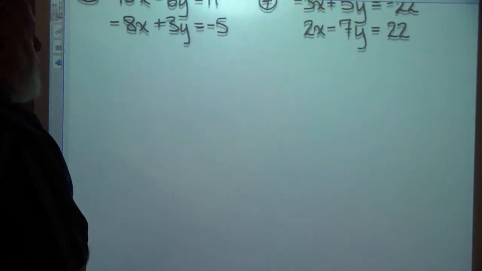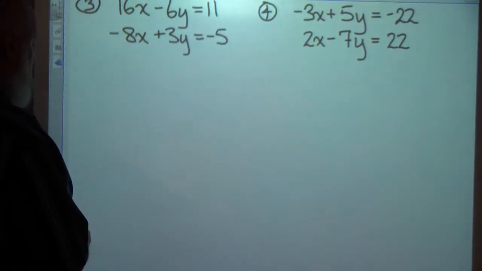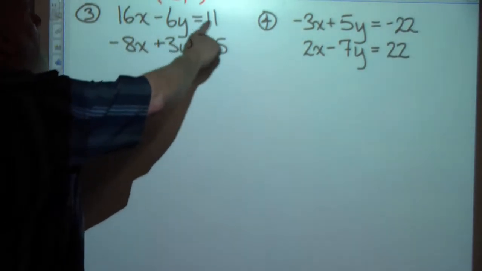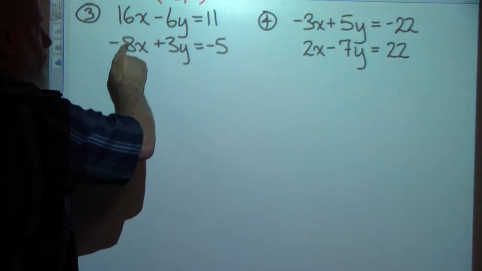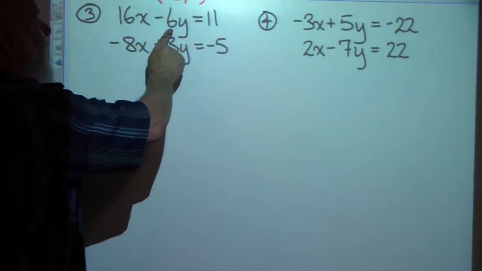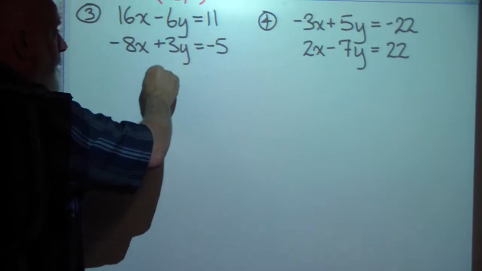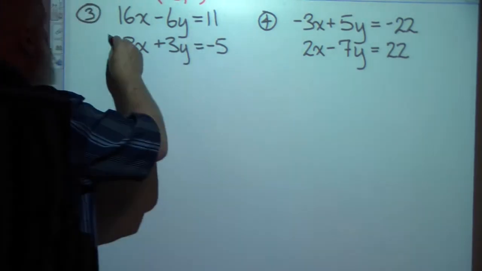Okay, let's do another one. I look at this one and say, okay, I can make these exact opposites by multiplying this one by 2. I can make these exact opposites by multiplying this one by 2, so that I'm going to multiply both sides by 2.